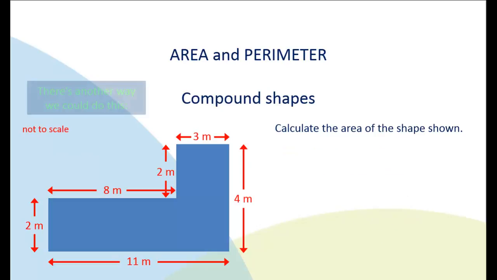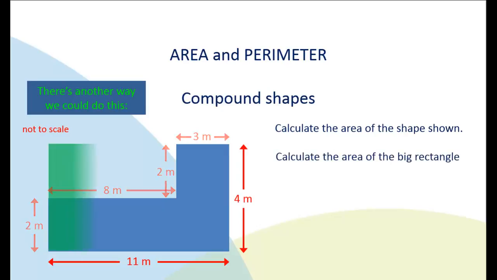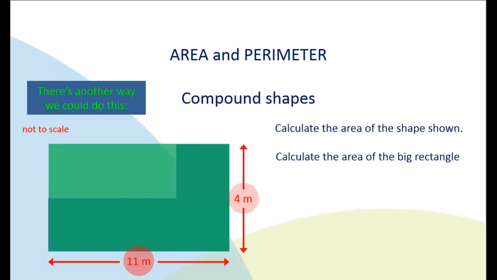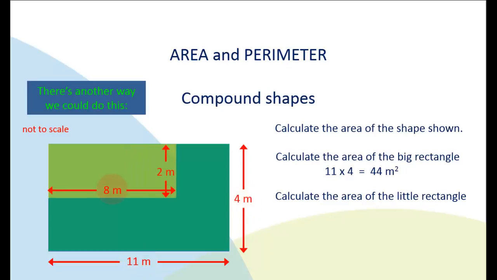There is another way we could have done this. We could have said, okay, what we are viewing this as is a big rectangle with a bit chopped out of it. So there's the big rectangle there, that green one, and that's 11 across by 4 up. So the area of that is 11 times 4. Now the bit that's been cut away from that big green one is the little rectangle there, the little yellow one. And that was 8 times 2.